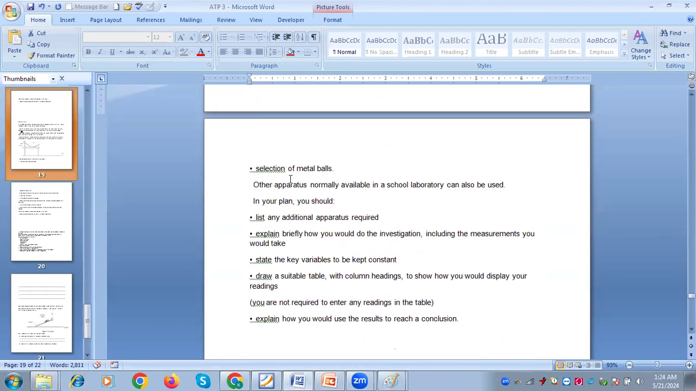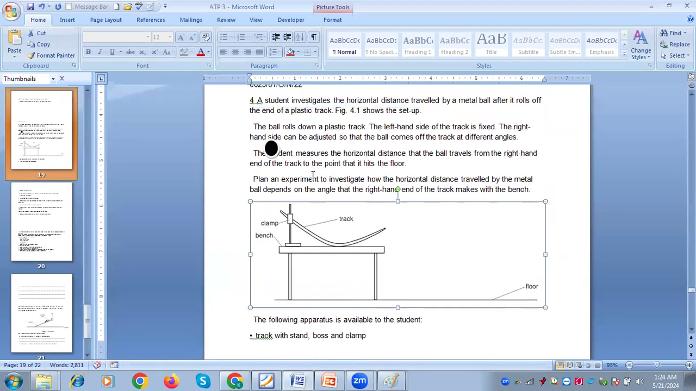See here, this is given selection of metal balls. Okay, but here, what is the relationship? What you have to investigate? You have to find out the relationship between the angle of the bend of the track and the range. Okay, it means masses, different types. It means if you are given number of balls, you have to take one type of ball every time. Don't change. Once you have chosen one, that is to be repeated for different angle. Okay, same ball will be used every time.